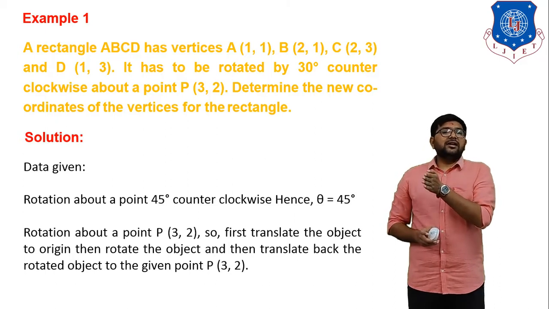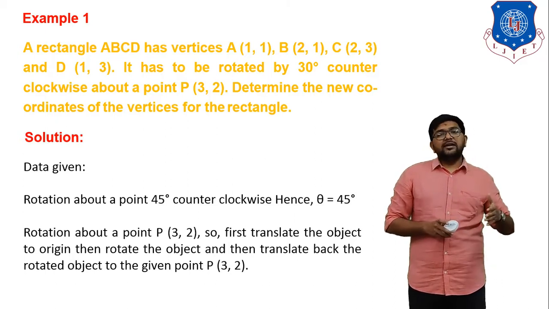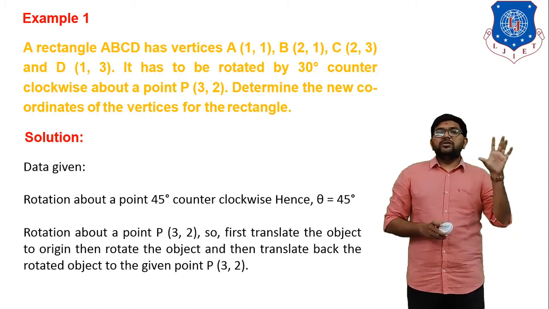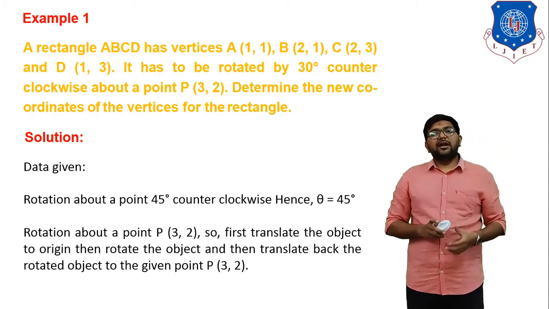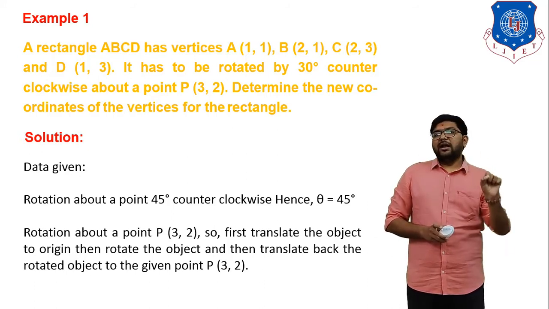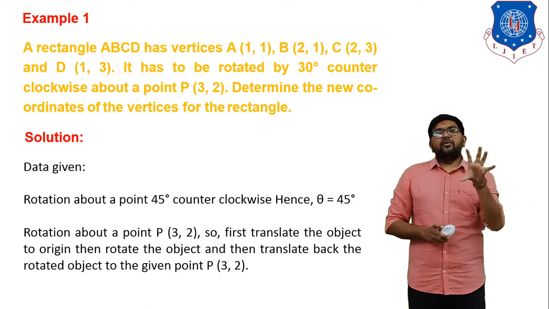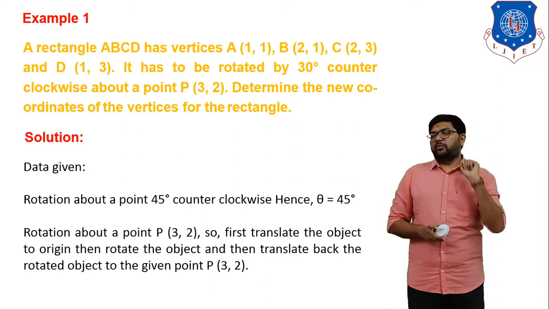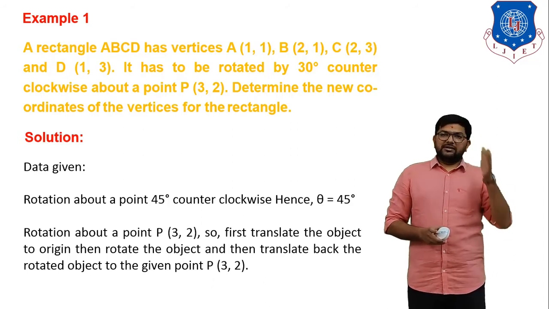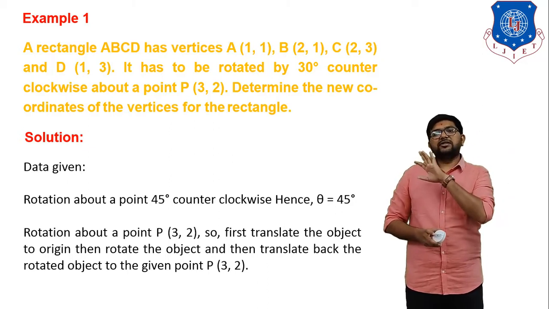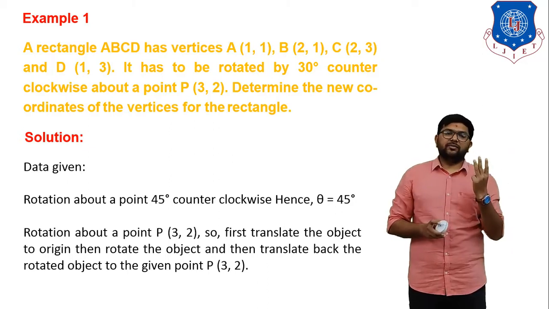So first translate the object. Now you all know, we already discussed this theory. If we have to move any object about a particular point, at that time we have to first shift that point to the origin. After that we have to perform the geometric transformation operation, and again we have to shift that point to its actual position. So first translation, second rotation, and again inverse translation. So in this numerical we have to follow these three processes.